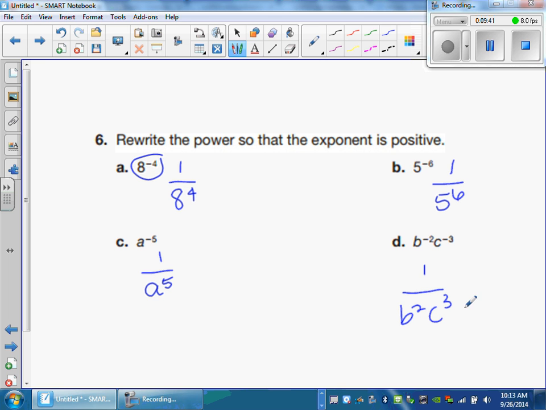So here are my answers. Again, we know that we could simplify these a little bit more and just take 8 to the 4th power or 5 to the 6th power to simplify those one more step.